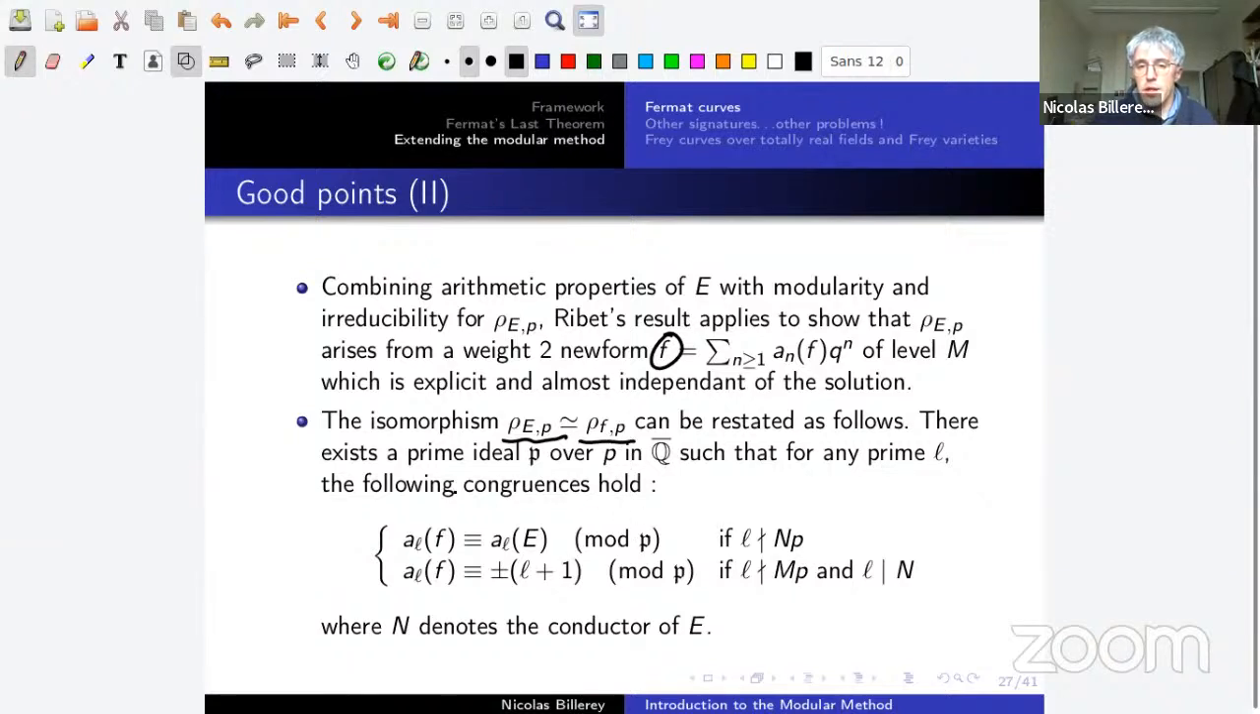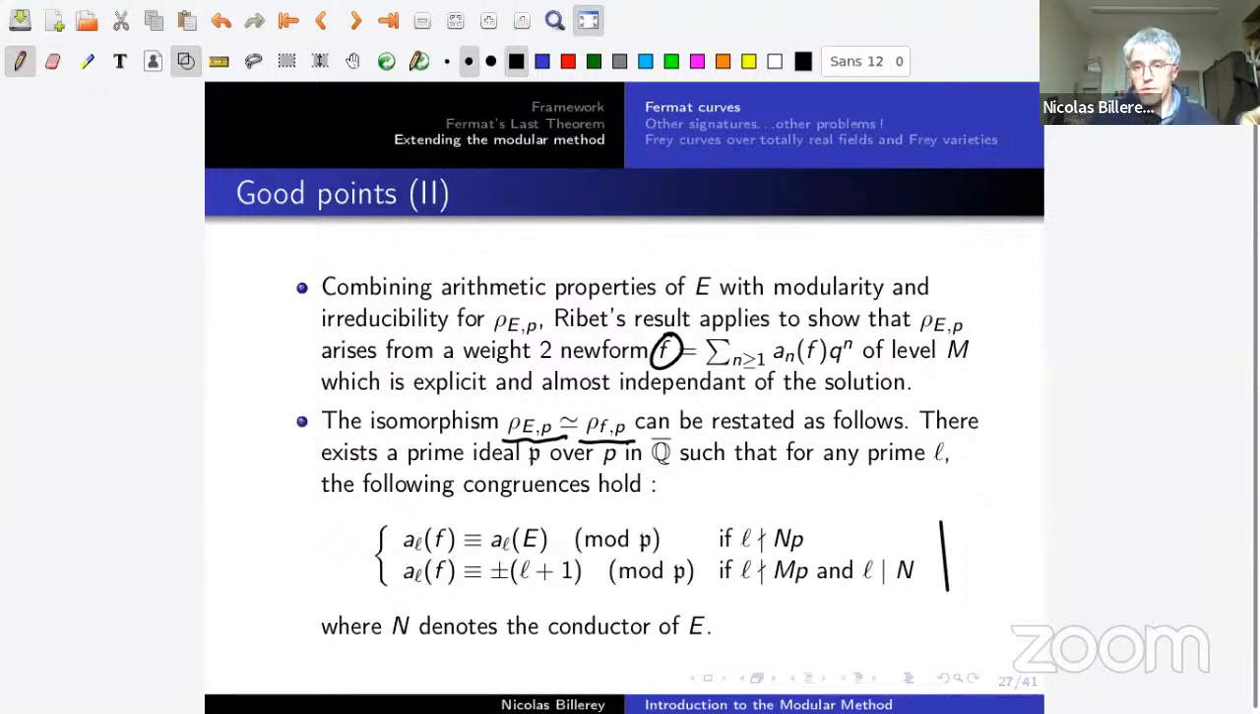And these can be rephrased in terms of congruences between the coefficients of the modular form F on one side, and the coefficients of E on the other. So this is a very explicit way to rephrase this isomorphism. We have these congruences, and all we have to do is contradict them.